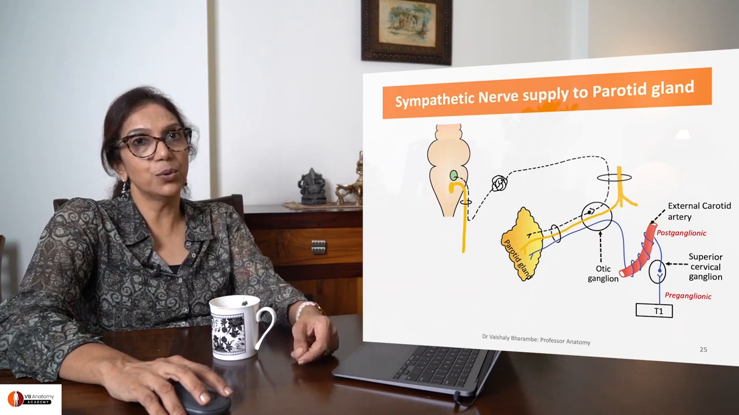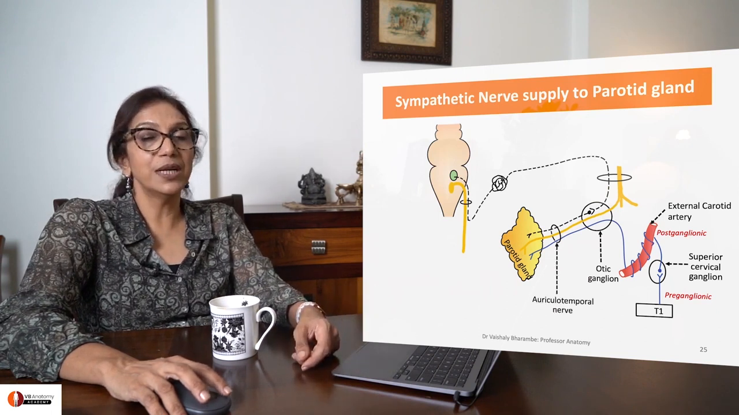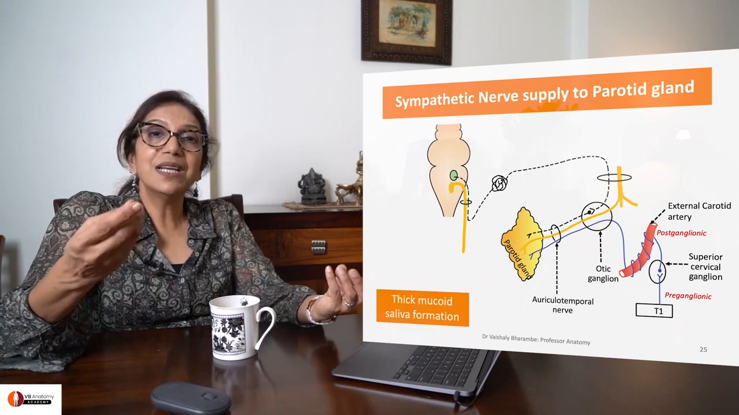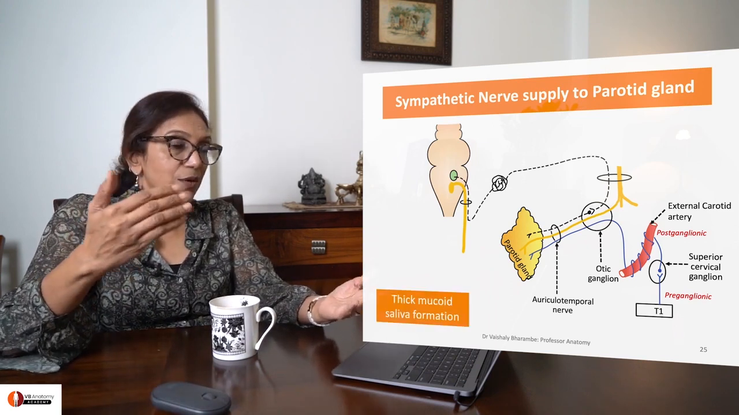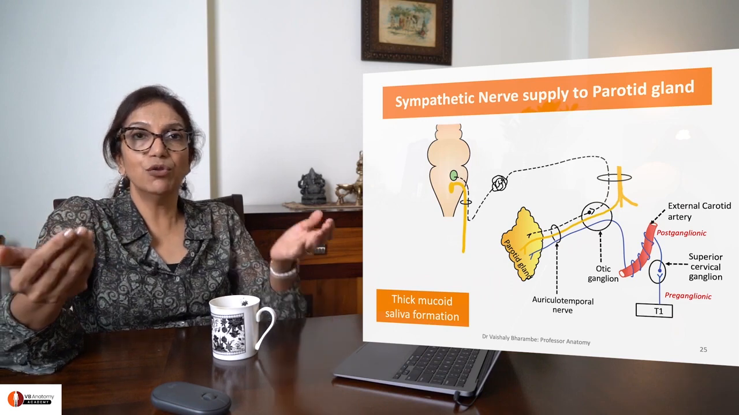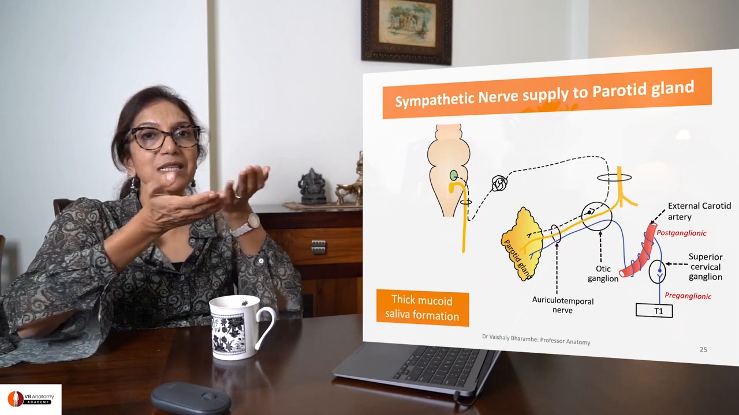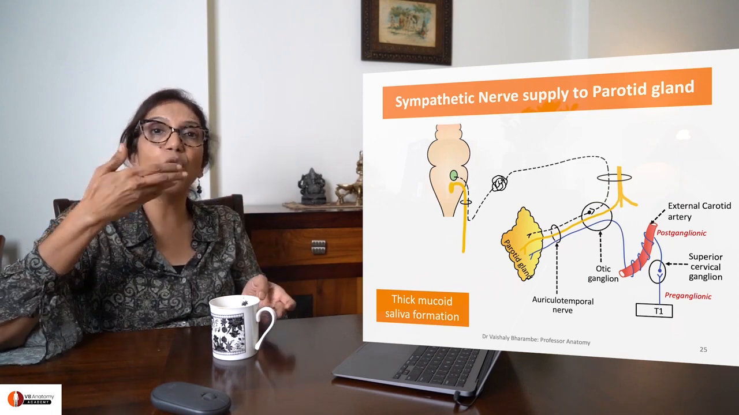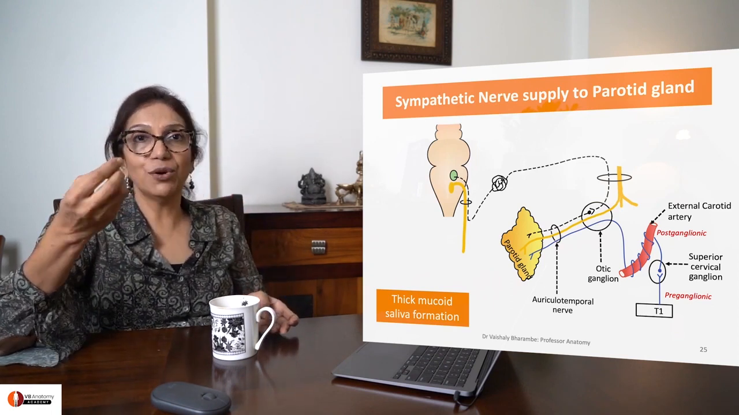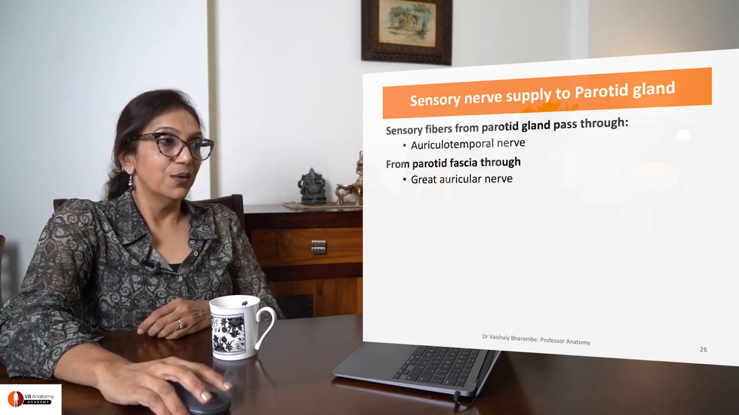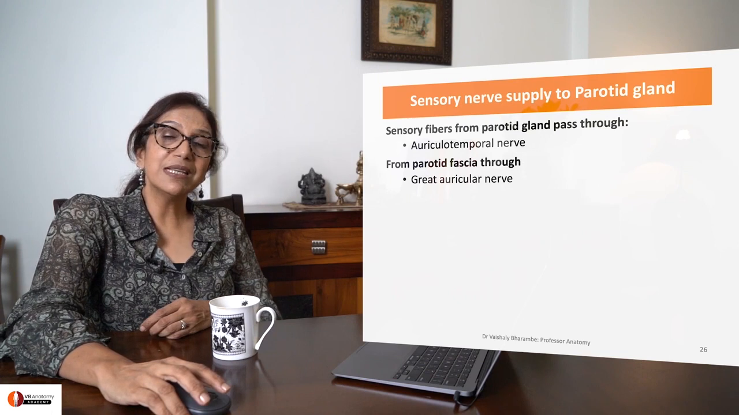Again the auriculotemporal nerve and relay in the parotid gland. What kind of secretion has happened now? Thick mucoid saliva formation. So one is causing thin secretion, one is causing thick secretion. The balance between the two results in the optimum viscosity of the saliva that is there in your mouth at any time. Okay? Right. So now talk about sensory supply.